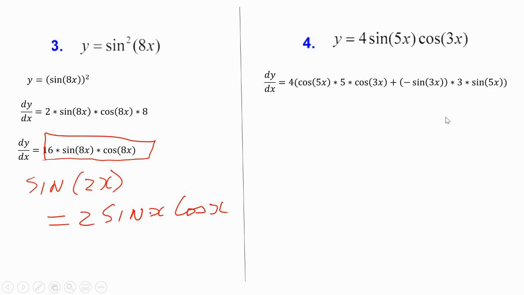And all I need to do now is just tidy things up a little bit. And what I'm going to do is take that 4 and that 5, distributing that into the bracket. So 4 times 5 is 20. So 20 cosine 5x cosine 3x minus 12, because there's a 4 here, times this 3. So minus 12 sine 3x sine 5x.